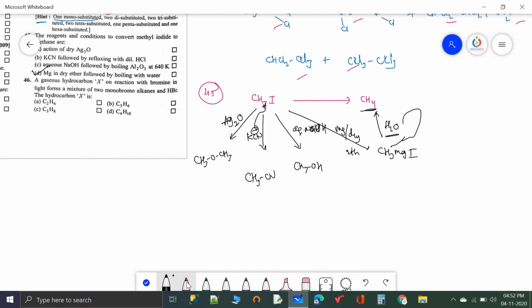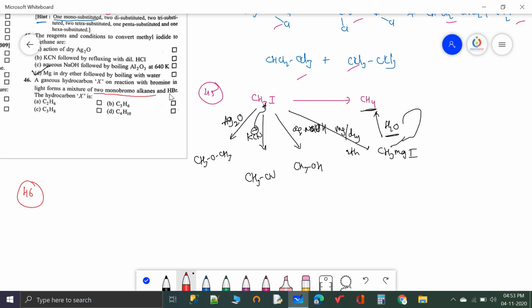Let us see question number 46. A gaseous hydrocarbon X on reaction with bromine in light forms a mixture of 2 monobromoalkanes and HBr. The hydrocarbon X is? Since it forms 2 monobromoalkanes, the compound must have 2 different types of hydrogens. Then only it is able to form 2 monobromoalkanes. Let us see each and every molecule.